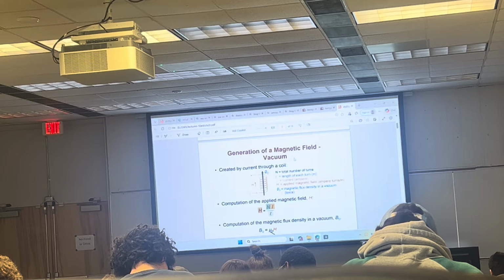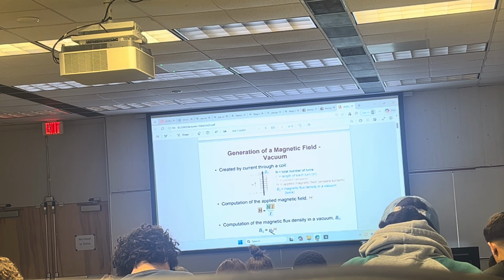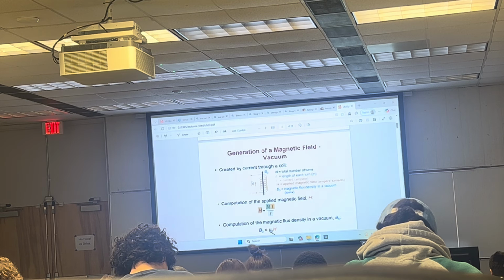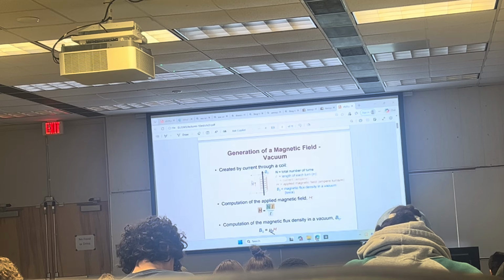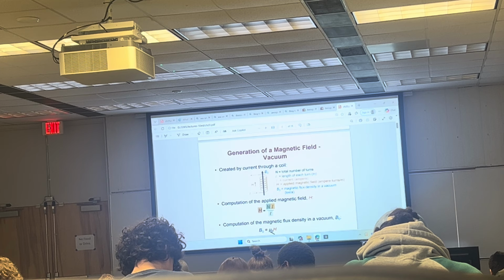In vacuum, we can create a magnetic field by passing current through the coil. Okay? And it's denoted by the applied magnetic field, H. And B0 is the magnetic flux density in a vacuum, which is reported in Tesla.